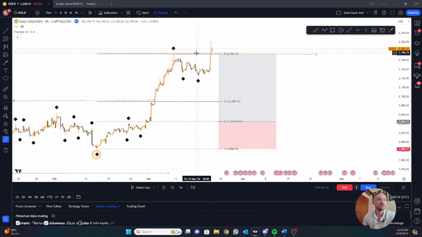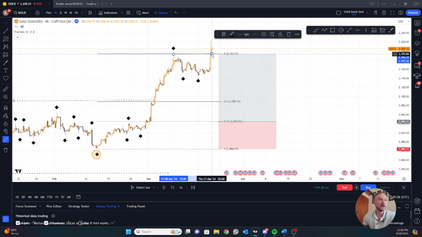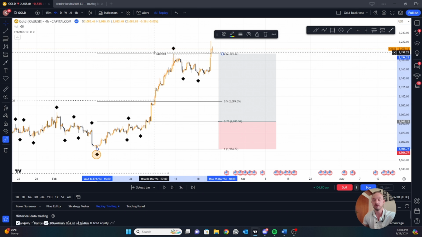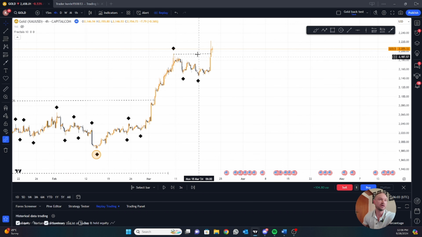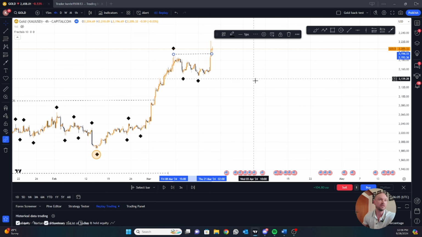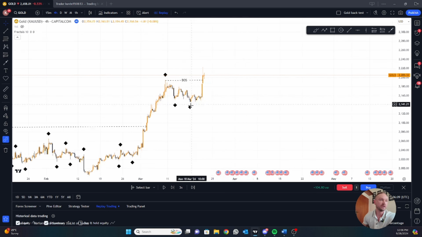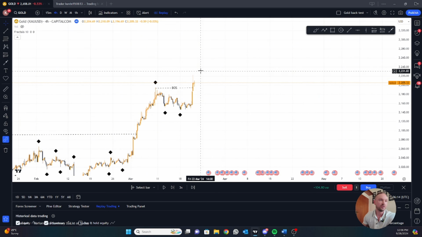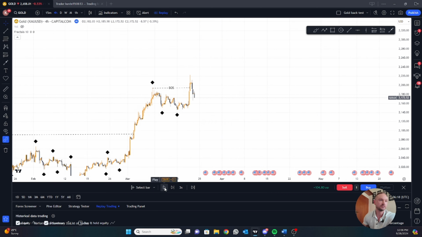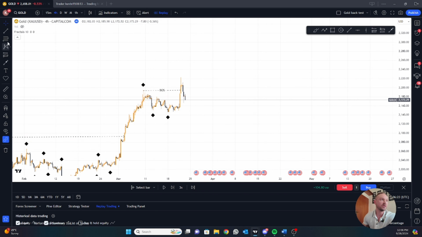Okay, so as you can see, we just made another break of structure here. So I'm going to remove my Fibonacci, and this trade is no longer valid because we have just created a new break of structure here. So now this low will become our new swing low, and we'll wait for a new high to form. Okay, so we got our pullback there, so I'm going to draw my Fibonacci here.